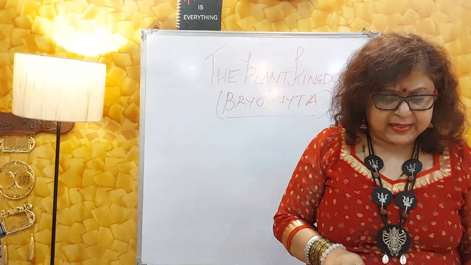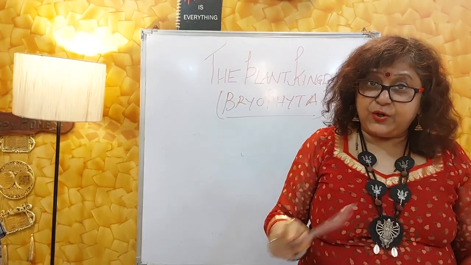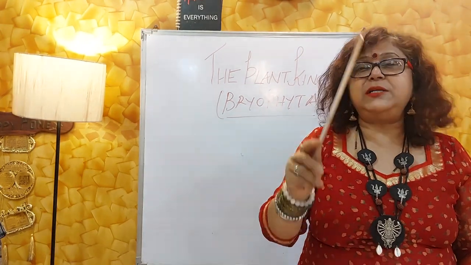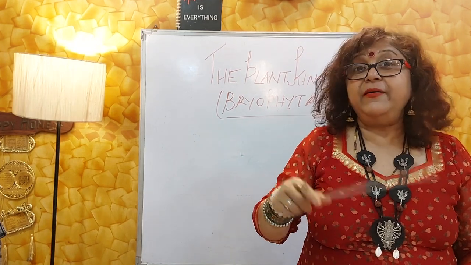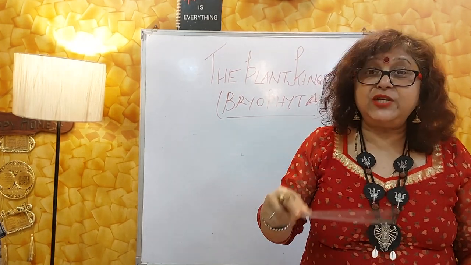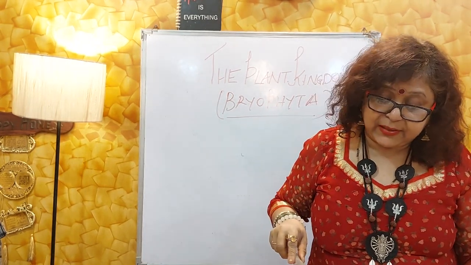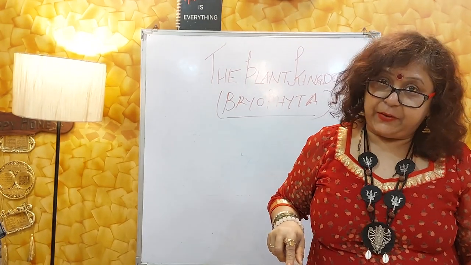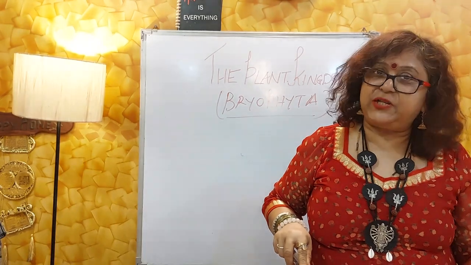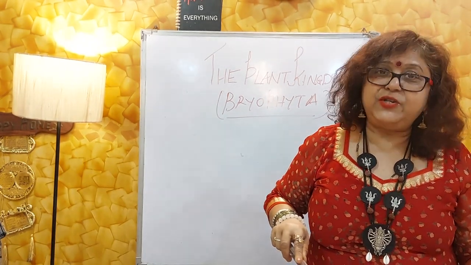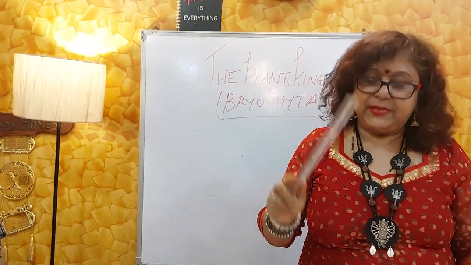The first thing is that the antherozoids are released in the water. Antherozoids, as I said, are released in the water because they need water for fertilization, for sexual reproduction. So antherozoids produced by the antheridium are released in water and come in contact with the archegonium. The egg secretes a chemical which attracts the antherozoids toward itself. One antherozoid fuses with the egg and produces a zygote.